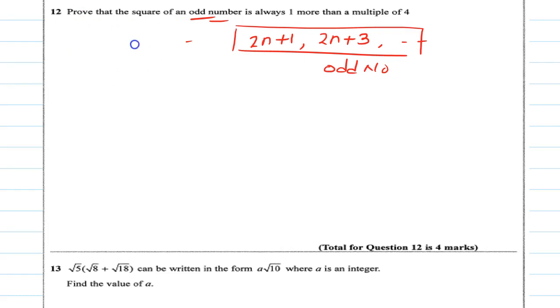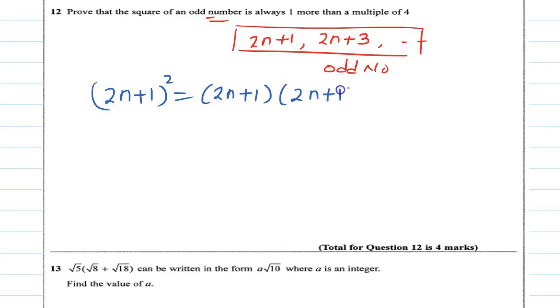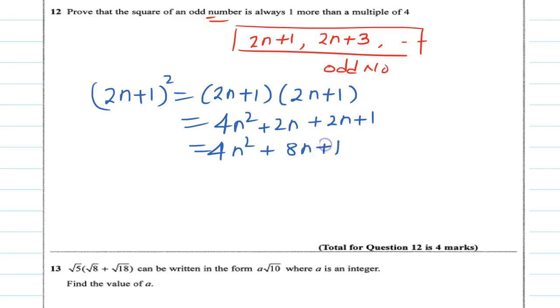So we are taking the square of an odd number, 2n plus 1, and it is squared. So write down 2n plus 1 and 2n plus 1. If you multiply 2n with 2n, that is 4n square, plus 2n multiplied by 1, so it will be 2n, plus 1. Okay, sorry, it is 4n square plus 4n plus 1.